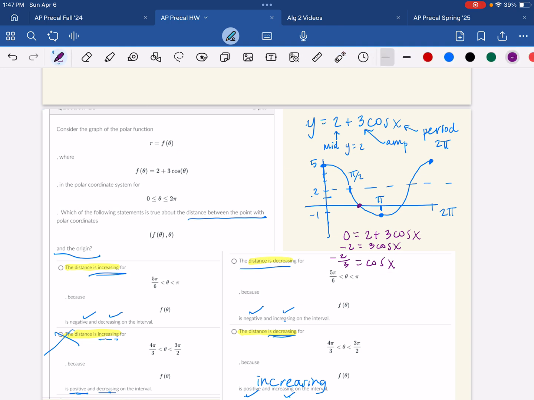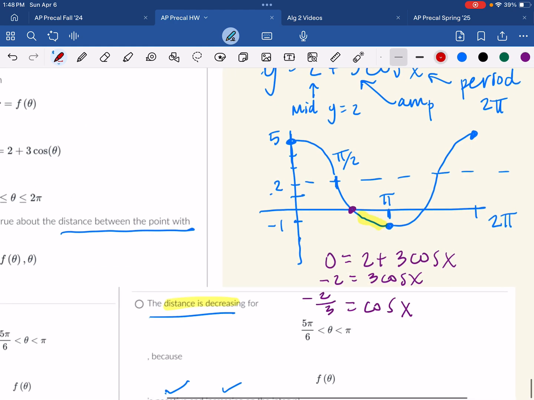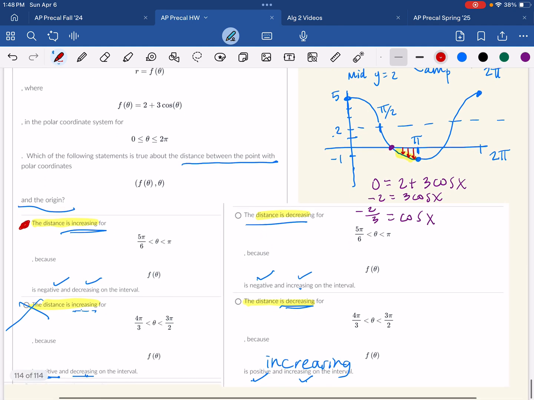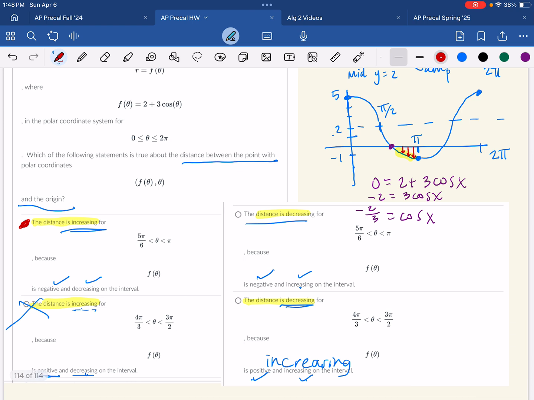This piece of the graph is below the x-axis, so it is negative, and it is also decreasing. So I'm going to go ahead and say negative and decreasing means that the distance overall is increasing on this interval. And we could see that if we zoom in on our graph and we look at this little section, these y values are getting more negative, therefore further from the x-axis and further from the pole in the polar form of the graph. I know it's a lot to think about for every question, but hopefully this helps with some of the trickiest ones.